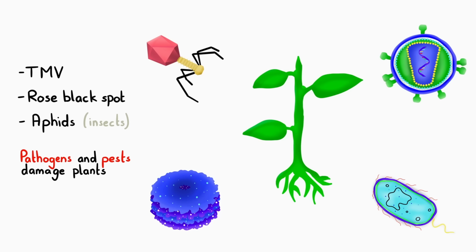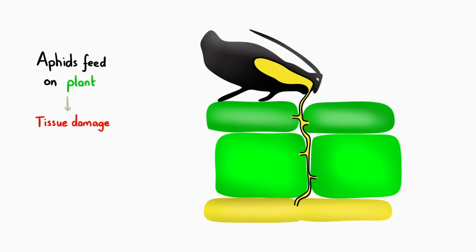Plants, like all living organisms, are susceptible to diseases. Various pathogens can infect them, including viruses, bacteria, and fungi. We've already learned about tobacco mosaic virus and rose black spot in previous episodes. Plants can also be damaged by insects such as aphids, which feed on plant tissues and cause significant harm.